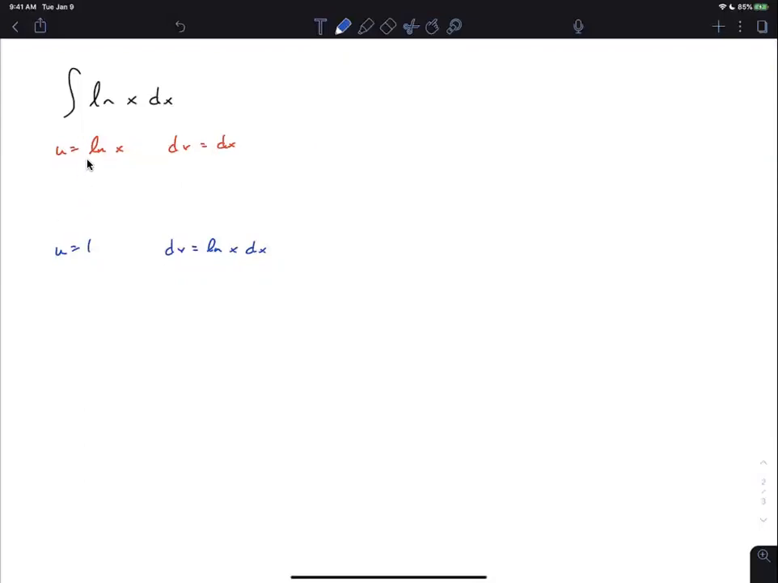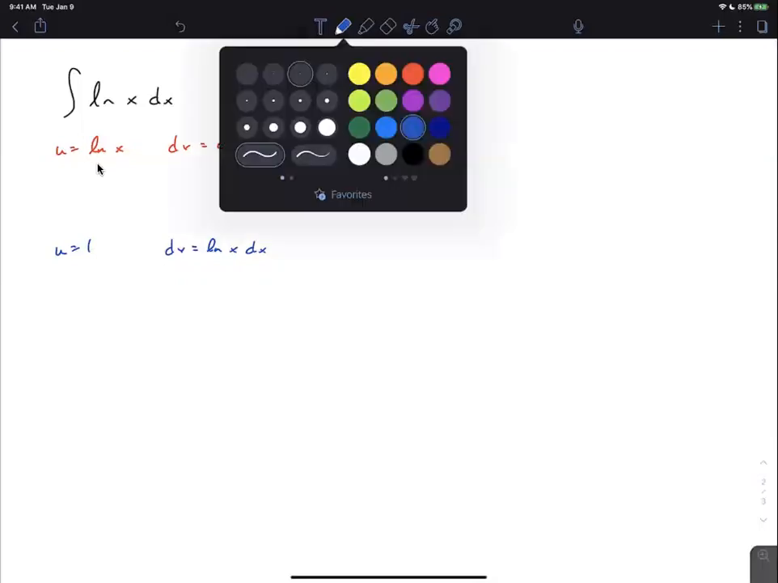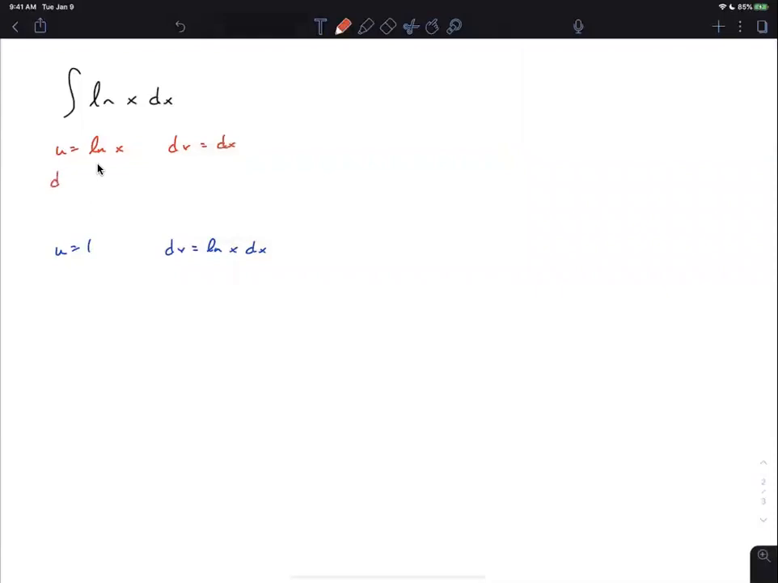So if you do this first setup, that works fairly well because I know how to do du. Du is 1 over x dx in that case. And then v is the antiderivative of 1 dx. And so what do we think? What would be v in this case? If dv is just 1 dx, what would v equal? X, good. So antiderivative of 1 dx is x. Okay, so maybe that will work.